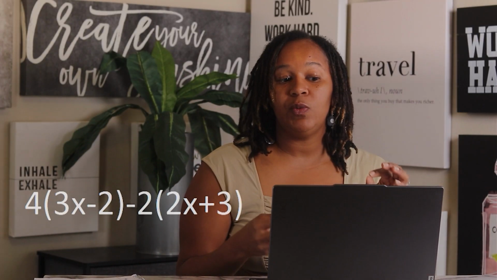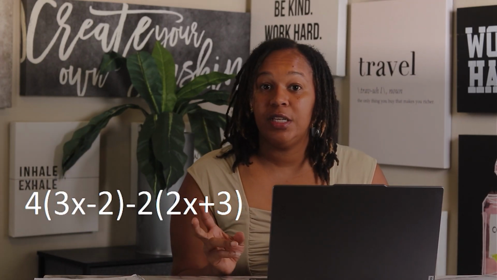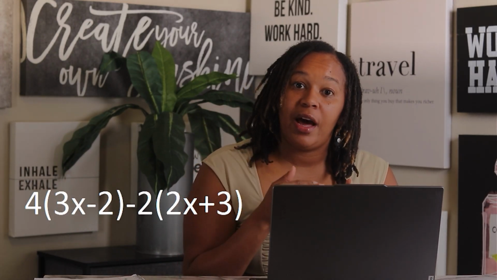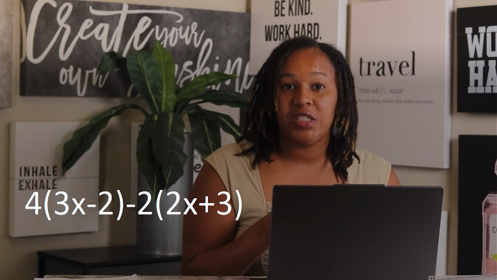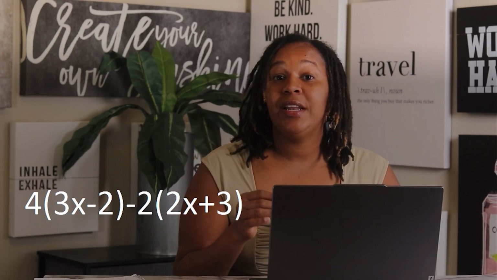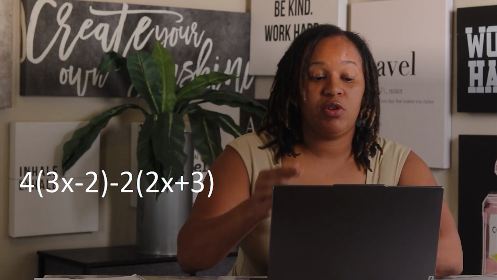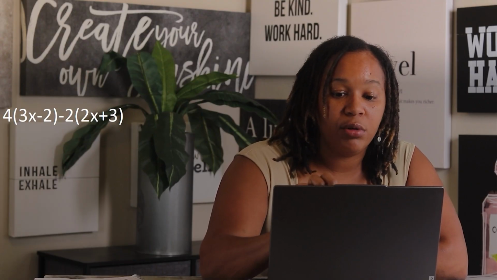Okay, for example 4, these last 2 examples get a little bit longer, a little bit more involved. So this one has 2 sets of parentheses. Basically you have to apply the distributive property to both sets of parentheses, okay? This says 4 times (3x minus 2) minus 2 times (2x plus 3). So I'm going to distribute both, okay?